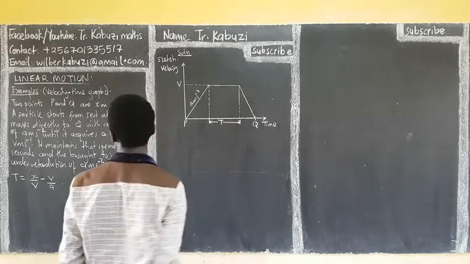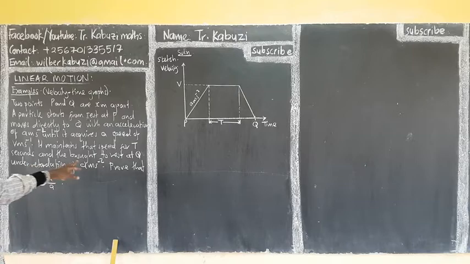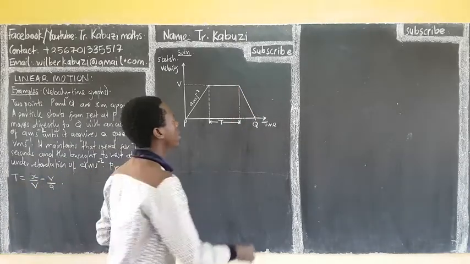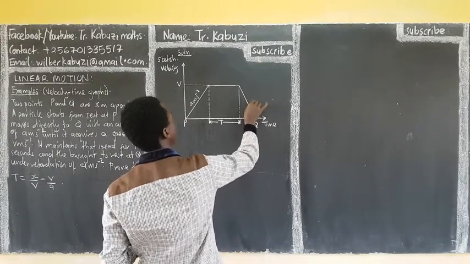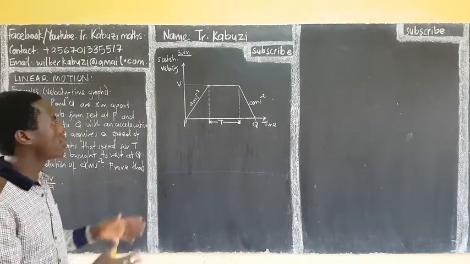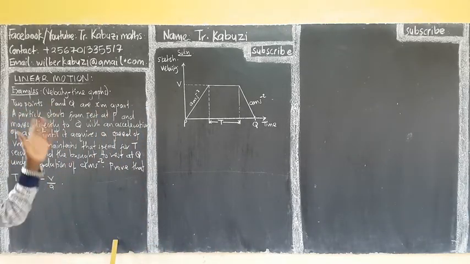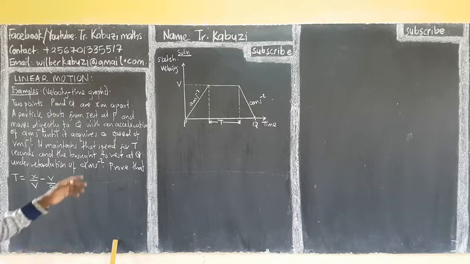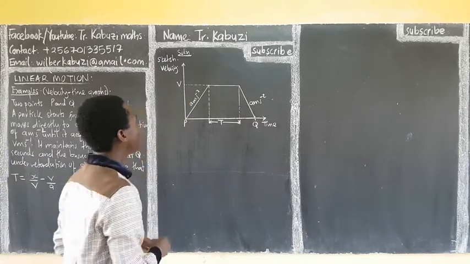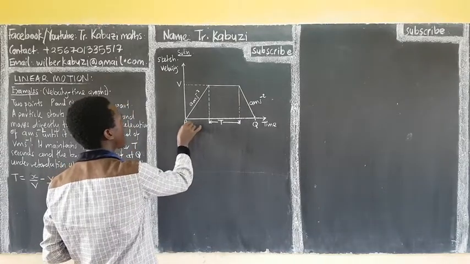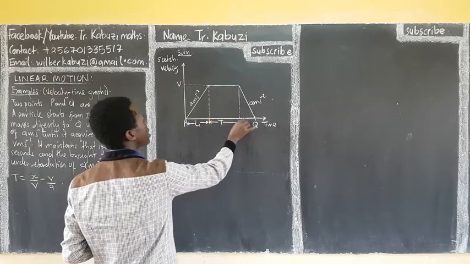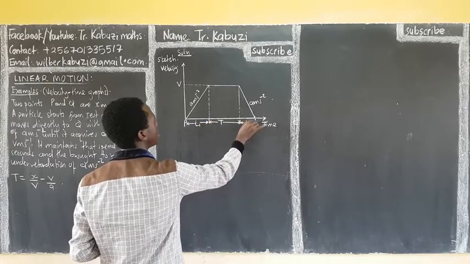Until when it was brought to rest. After the T seconds, it was brought to rest at Q using a retardation of this. Retardation means the acceleration was negative. In simple terms, it was reducing its speed. Anyway, we don't have these times, so let me call the time from here up to here T1, and from here up to here T2.